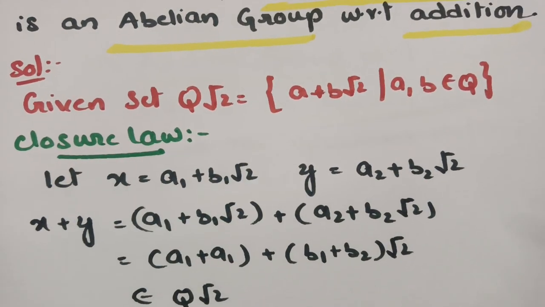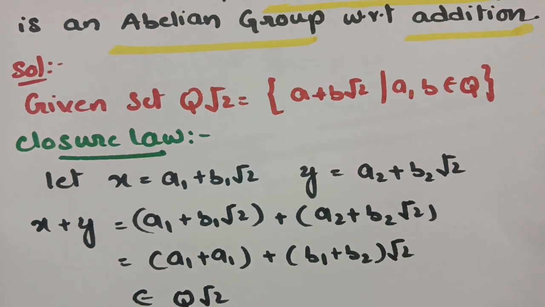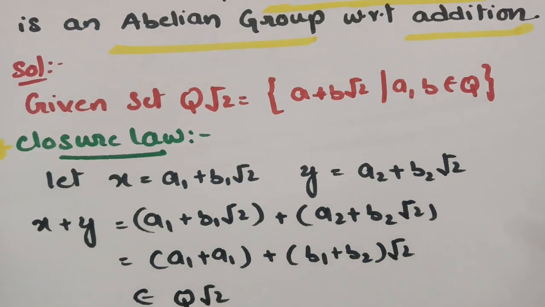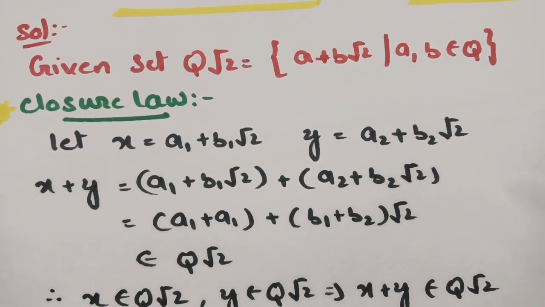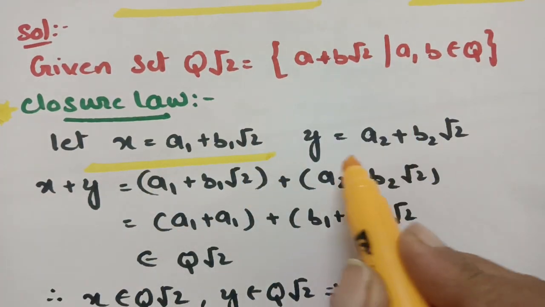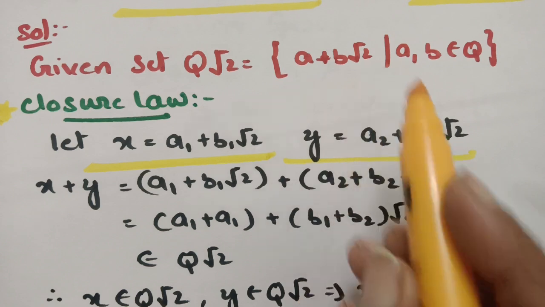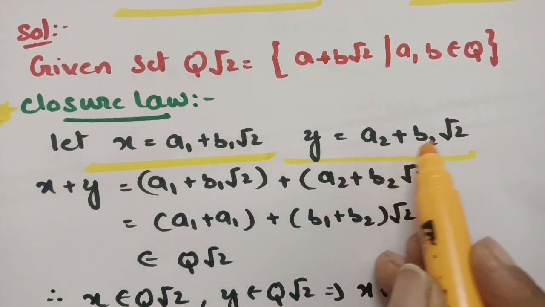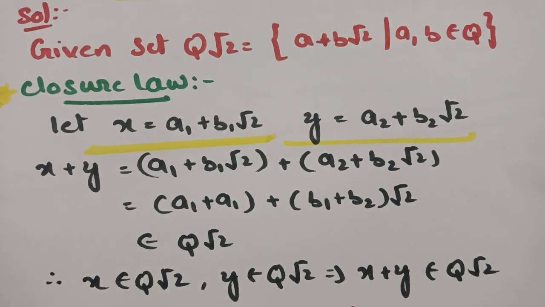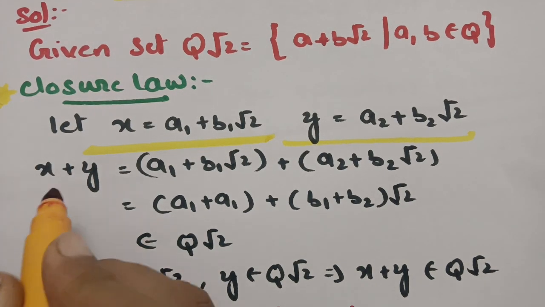First, in order to show it's an abelian group, we have to prove 5 properties: closure, associativity, identity, inverse, and commutative law. The first one is the closure law. So I am taking two elements from the same set, X, which is of the form A1 plus B1 root 2, and Y from the set Q root 2, which is of the form A2 plus B2 root 2. Here the binary operator is addition, and therefore I am adding these two, that is X plus Y.